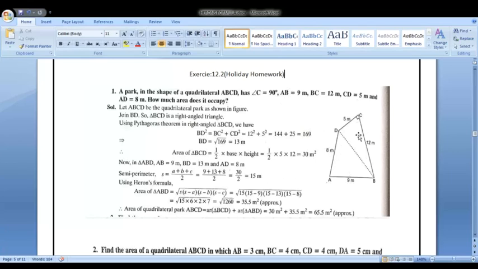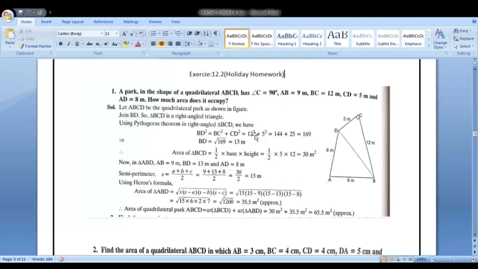And for the area of triangle BCD, it is half into base into height, so I got 30. So 30 plus 35.5. I am writing, therefore, area of quadrilateral ABCD is equal to area of BCD plus area of ABD. So BCD I got 30 from here, and ABD is this 35.5. So when I add, I will be getting this. So this is how we have completed.